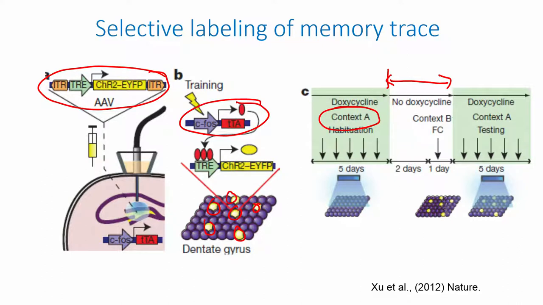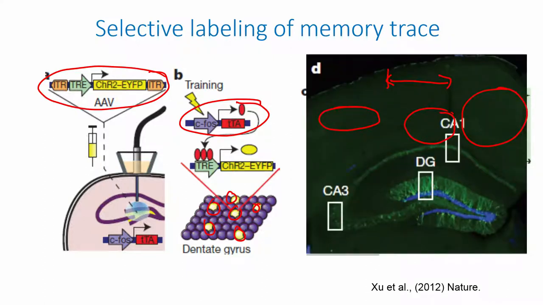And then they did fear conditioning for context B. They put back in doxycycline, put the animal in context A, and they are going to test it. Now since it is context A, different from context B, and it is a recent time point, the animal should not express any fear. And what do they see? You can see that they are labeling a subpopulation of the DG neurons, that is what is shown in this picture.